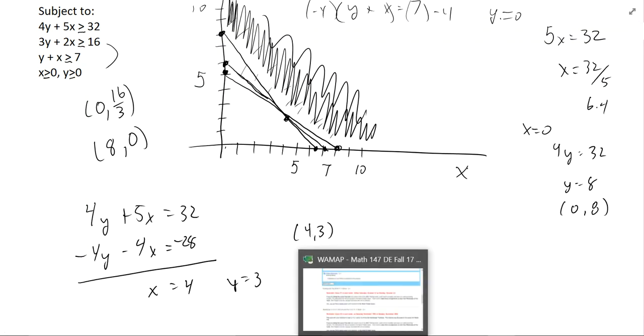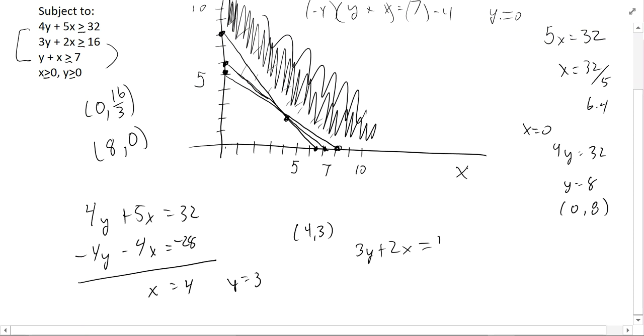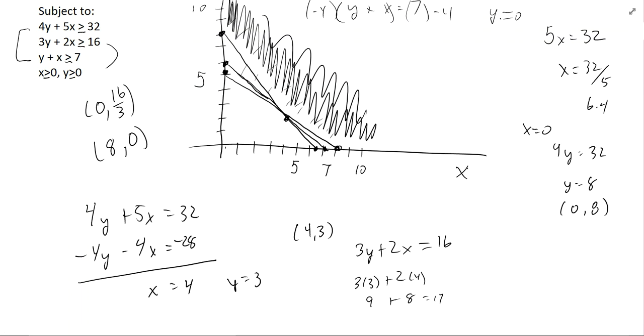And I don't suppose that's the intersection point, where the top and the bottom equation are going to intersect at 4, 3. Let's look at 3y plus 2x equals 16. Is that 3 times 3 plus 2 times 4 is 9 plus 8, that's 17. Okay, so that's not on the intersection point. So it looks like I do have 3 different intersection points in there. I'm going to have to look a little closer at that.